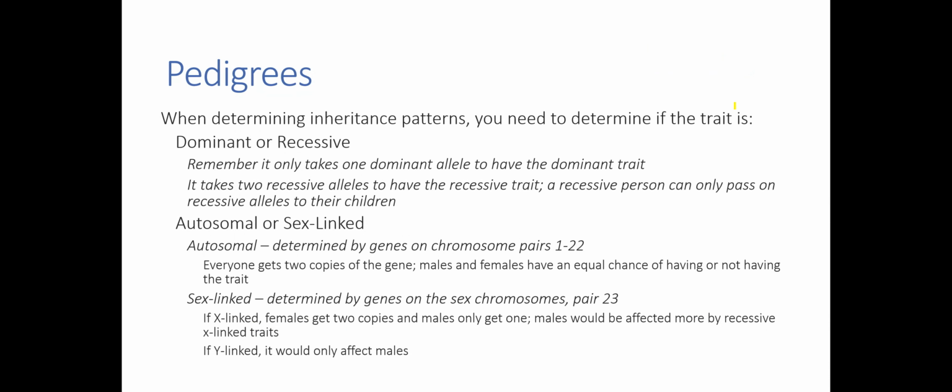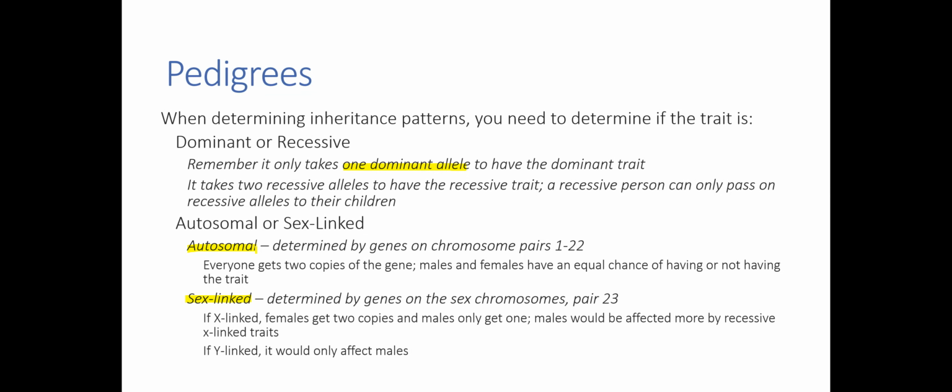And so in terms of inheritance, you can identify whether it's a dominant or recessive trait, whether it's autosomal or sex-linked, okay? And so if I'm trying to determine the inheritance pattern, if it's a dominant trait, remember it only takes one dominant allele. If it's a recessive trait, then the person must have two of the same alleles, okay? And so we can kind of look at a trait and try to determine dominant or recessive. And then another thing we need to determine is it autosomal or sex-linked?